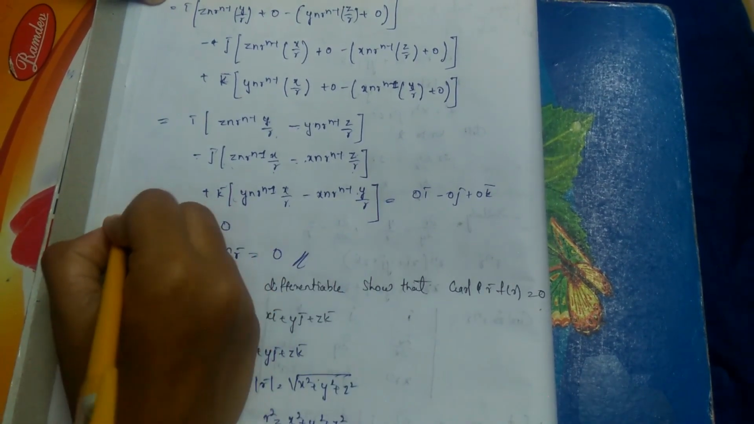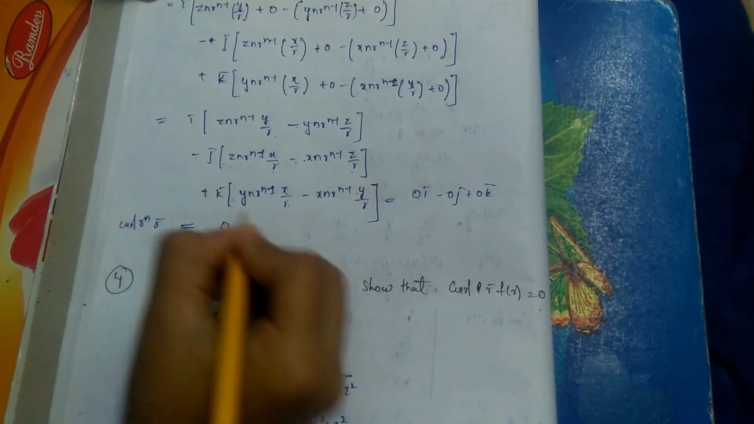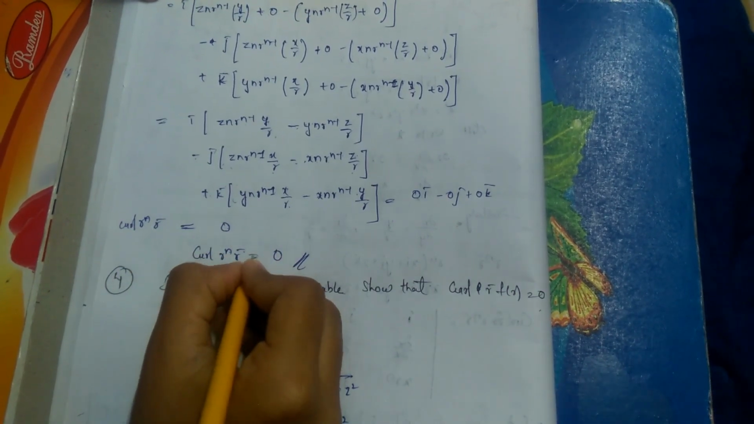This is the curl of r power n r bar. So the curl of r power n r bar we got as 0.